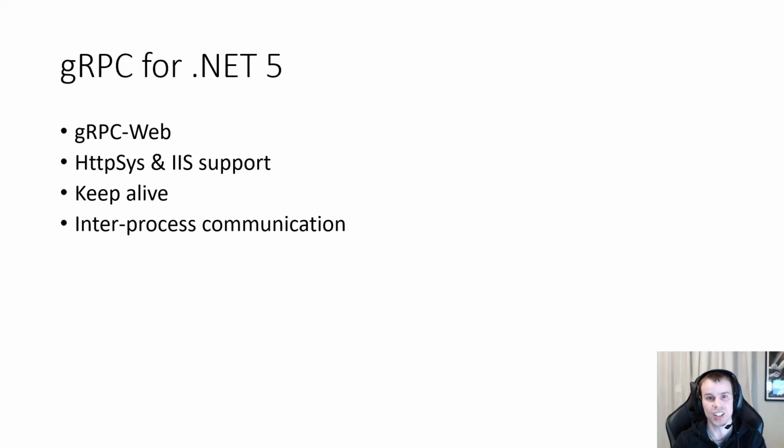Inter-process communication is now supported with gRPC and .NET 5. So if you have two processes sitting on the same computer and you want to communicate between them, you could use gRPC in .NET Core 3 and have them communicate over TCP, but TCP is overkill when you're on the same computer. Inter-process communication technologies like Unix domain sockets or named pipes are a more efficient alternative, and they are now supported with gRPC.